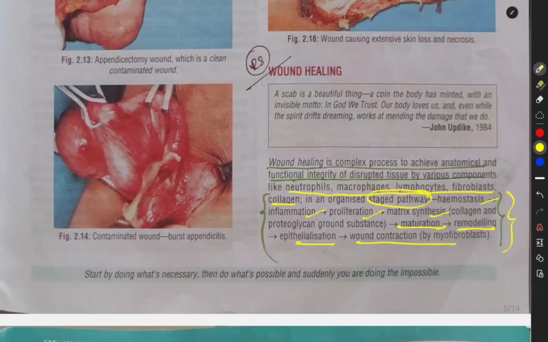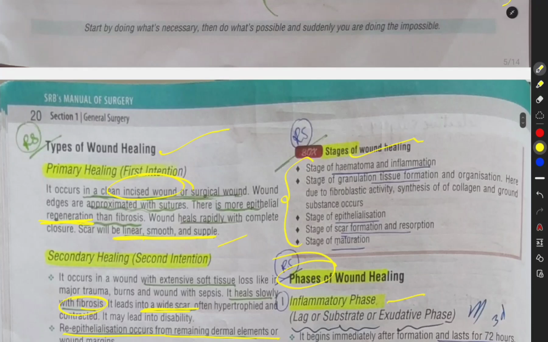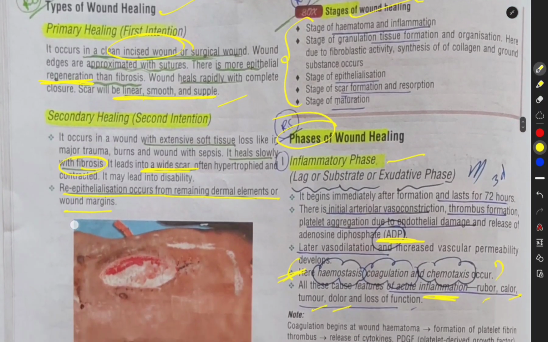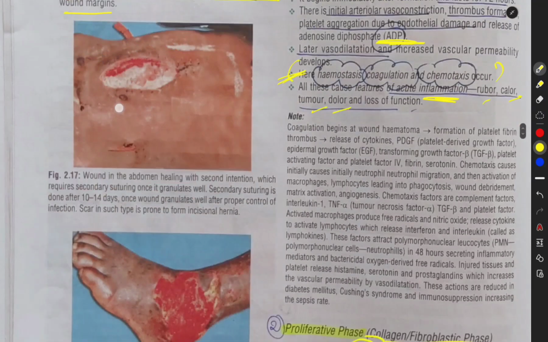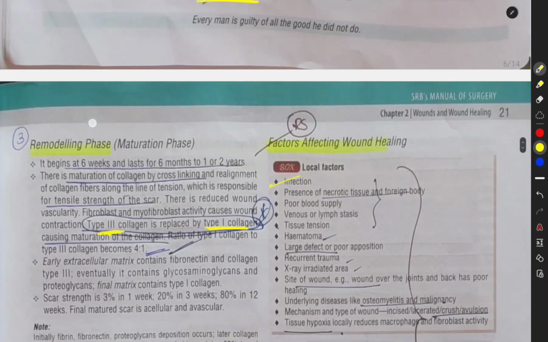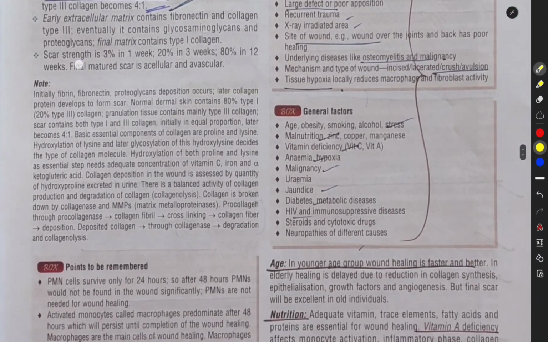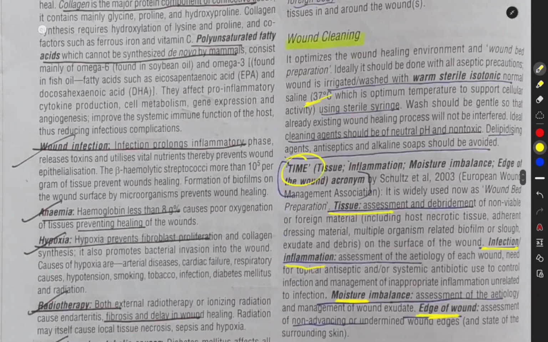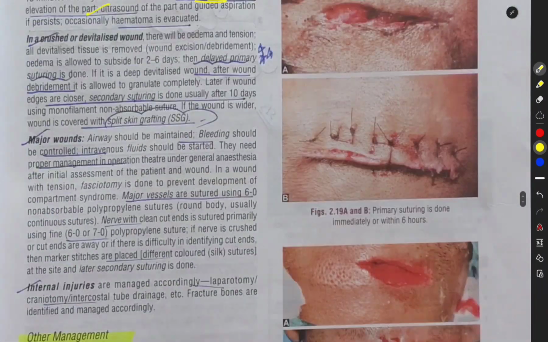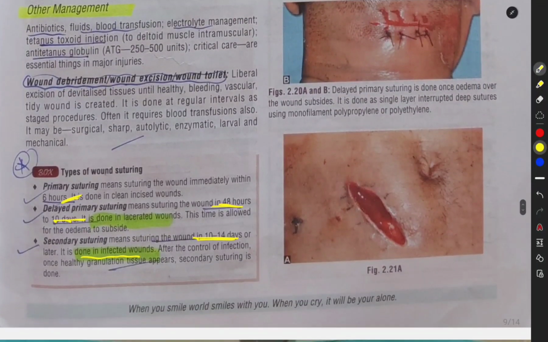To summarize wound healing, initially we saw what is wound healing, then the 3 types of wound healing, which is primary, secondary and third intention, then the stages of wound healing, then the 3 types of phases of wound healing like inflammatory phase, proliferative phase, and then at last comes the remodeling phase. Then we saw about the factors of wound healing, which is the local factors and the general factors, and then at last the management of wound, assessing the wound, cleaning, the specific treatment, and then comes the other management. At last we saw what are the three types of wound suturing.